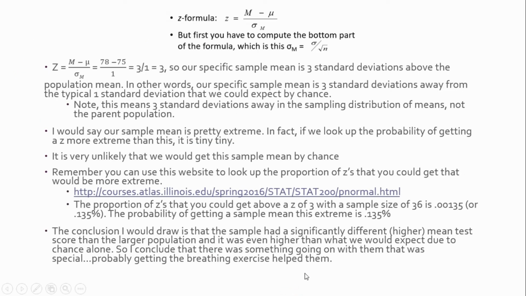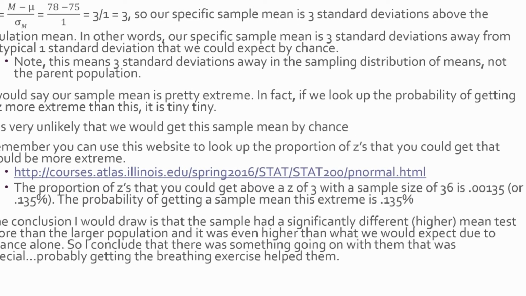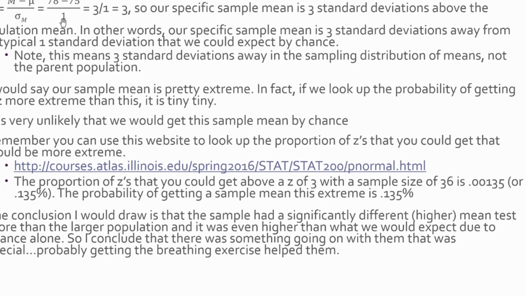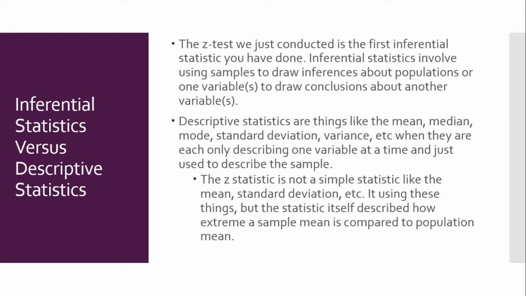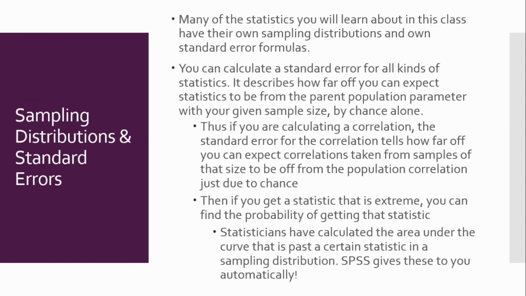So the conclusion I would draw from this is that probably the difference between our sample mean and the parent population mean is not due to chance, because our difference between the sample mean and the parent population mean was larger. It was 3, larger than what we can expect by chance. Okay, so that's important.